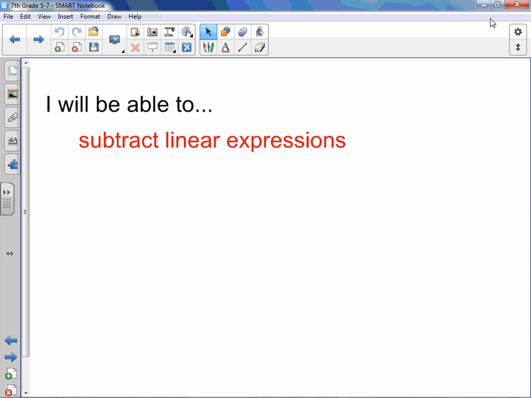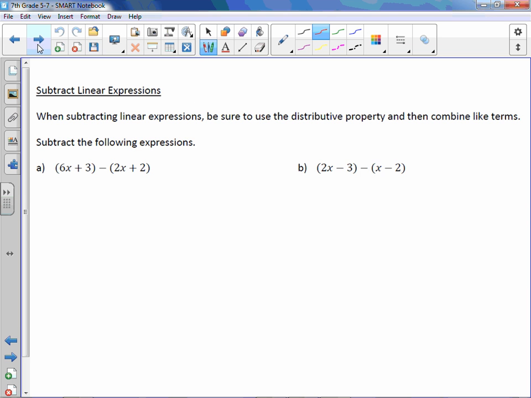Chapter 5, Lesson 7, Subtract Linear Expressions. You will be able to subtract linear expressions. When subtracting linear expressions, be sure to use the distributive property and then combine like terms.